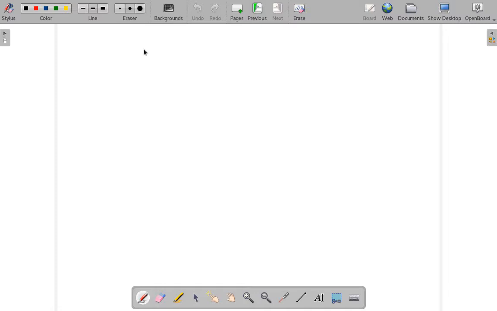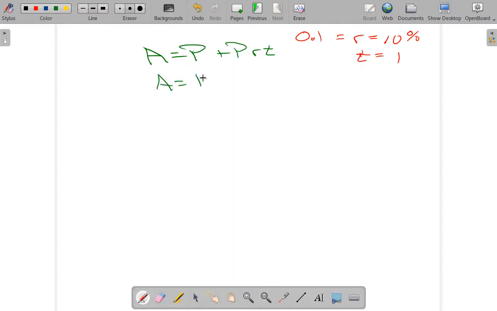So our equation, A equals P plus PRT. I'm going to simplify this just a touch, and then I'll do it in a more general way. Let's just suppose that R is 10%, I wish, and T, for simplicity, is 1 year. And remember, when we work with interest, we have to change that percentage to a real number. So 10% as a real number would be 0.1. So plugging that into my formula, I get A equals P plus P times 0.1 times 1.